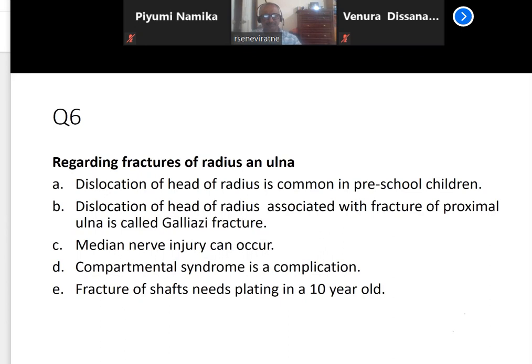Fracture of shafts need plating in a 10-year-old. False, yes. They have growing bones. When there's a growing bone, we try not to put metalwork as much as possible. So in this age, if it is severely displaced and it's difficult to keep the two reduced and together, we might put a small pin or an external pin, do the minimum metalwork. But in adults, you do plating, right?